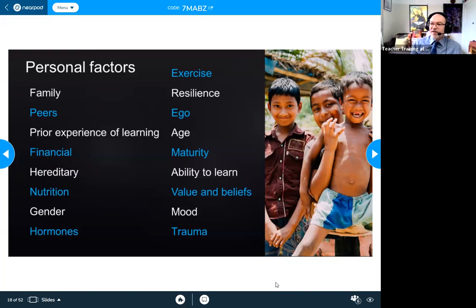So just as a review then for that little activity, in terms of personal factors, these are some of the personal factors that can have a significant influence on how well a learner performs in our classrooms. All things really which we have no control over. They're all known as personal factors. So that's a list of personal factors.